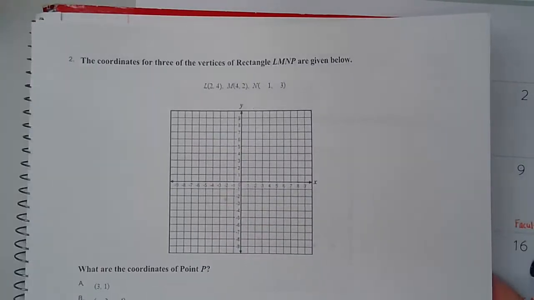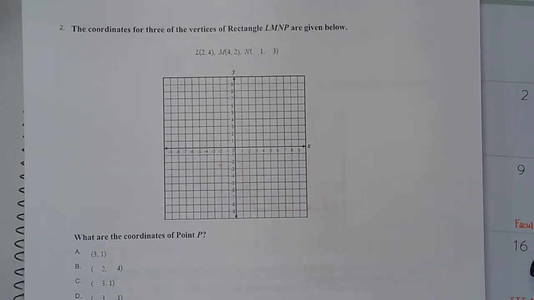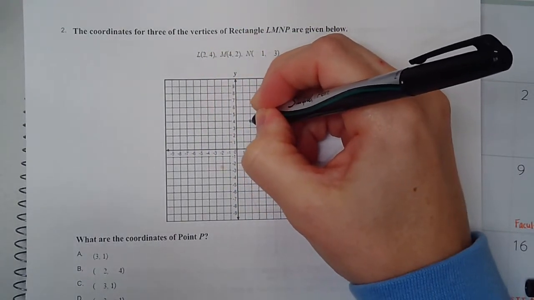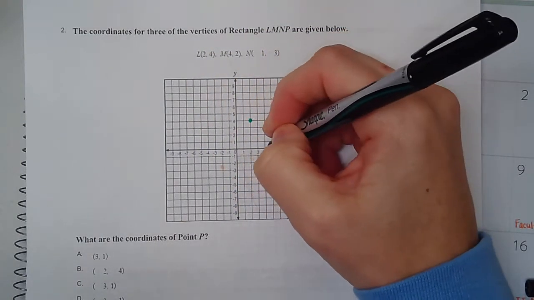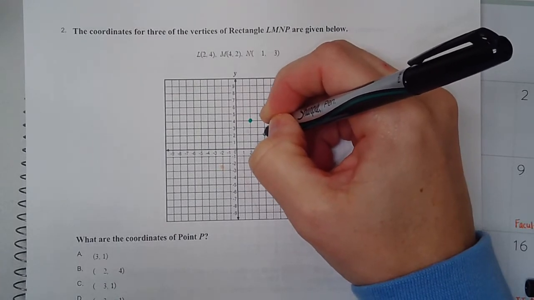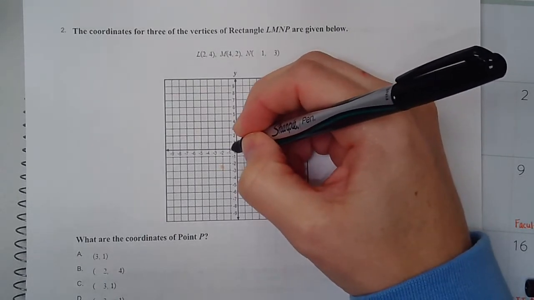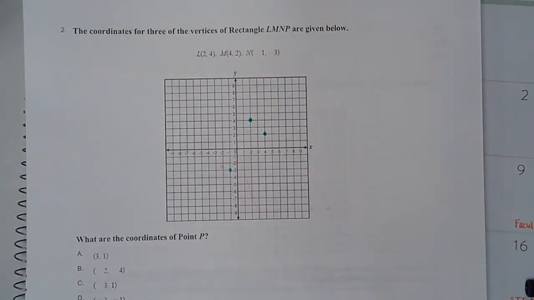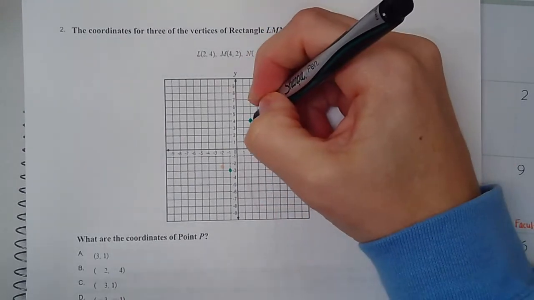Okay, the coordinates for 3 of the vertices of rectangle LMNP are given below. Okay, so vertices are just the corners. So they've given us 3 corners and we're missing that fourth one. They want us to figure out what that fourth point has to be. So let's plot this. It gives us 2, 4, and 4, 2, -1, -3. So let's kind of draw this in for what we have so far.